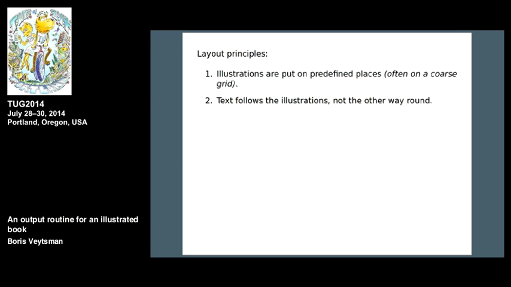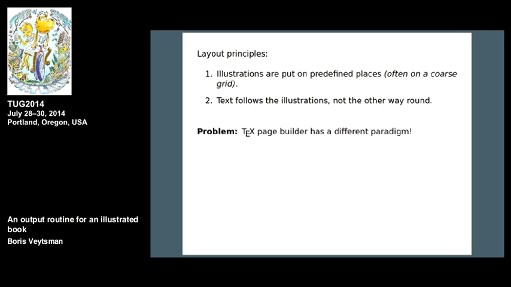So you have illustrations. Illustrations are put on predefined places, so obviously the designer who did this expected that the author will tell, here is my map, here is my other map, and so on. And as to text, well, text should follow the illustration. It should just be put on some spaces and be around the illustration.